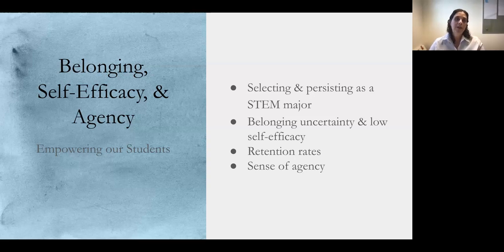A sense of agency relates to that. So self-efficacy relates to a lot of things, right? It can be like, I am a STEM major and I can do well and I belong here. But it can also be applied to areas outside of the school, like in the community, particularly if that community is facing challenges with climate change or with different environmental concerns.